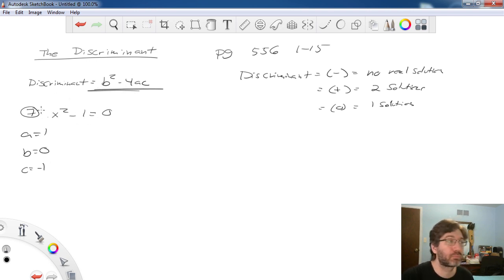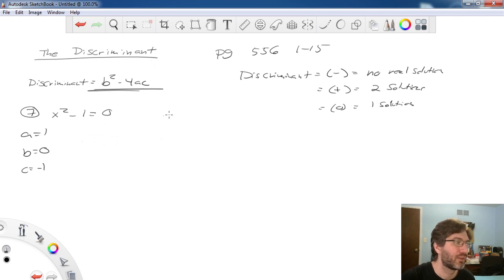In that case, it's probably easier to just solve for x, because all you're going to be doing is adding 1 to both sides. Right? Add 1 to this side, add 1 to that side, you get x squared equals 1. Then you can take the square root of 1, and that'll be plus or minus 1, so you know you're going to have 2 solutions here.